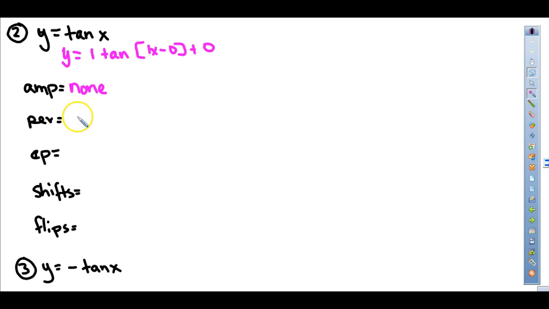Okay? Period is going to be pi, not 2 pi, but just pi divided by 1, which is pi. And our critical points will be 0, and then pi divided by 2, and then pi. And for the parent function, we have no shifts and no flips here.